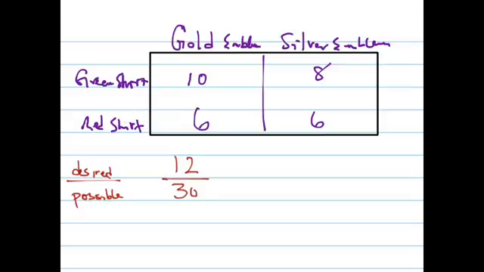So we took 12 because we wanted a red shirt, and there's 12 red shirts, out of 30 because there's a total of 30 shirts. And we reduce that, what do we get? 2/5. 2/5 is our probability. Is that between 0 and 1? Yes. So far, so good?